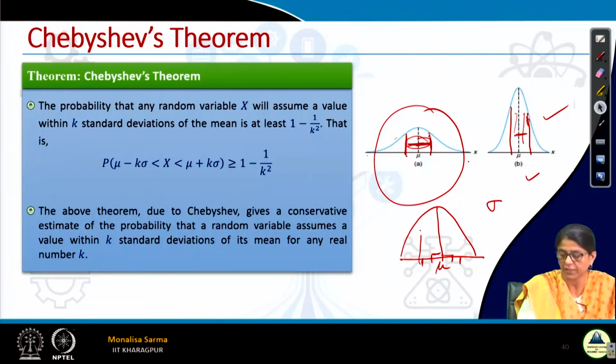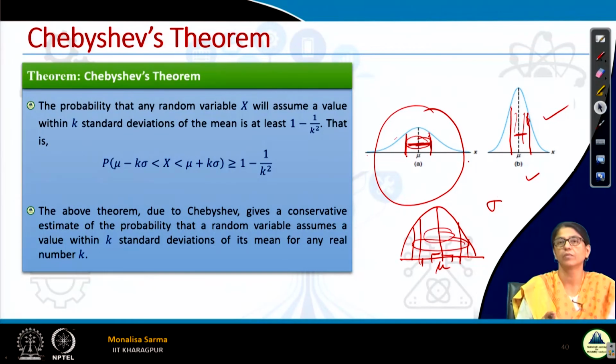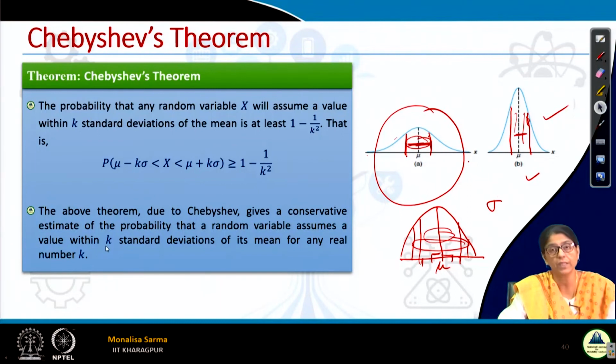What is the probability of lying within this region? 3 standard deviations may be this point. What is the probability of lying within this region? So what does the Chebyshev theorem say? The probability that any random variable x will assume a value within k standard deviations is at least 1 minus 1 by k square. But this is applicable when k is greater than 1. It is not applicable for k equal to 1. So the above theorem due to Chebyshev gives a conservative estimate of the probability that a random variable assumes a value within k standard deviations of its mean for any real number k.